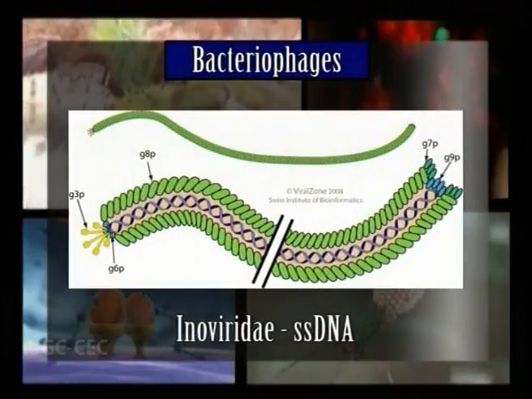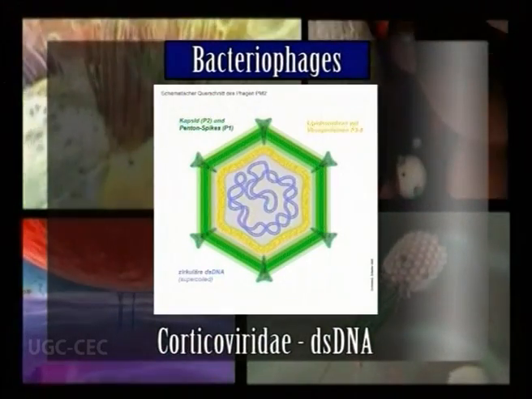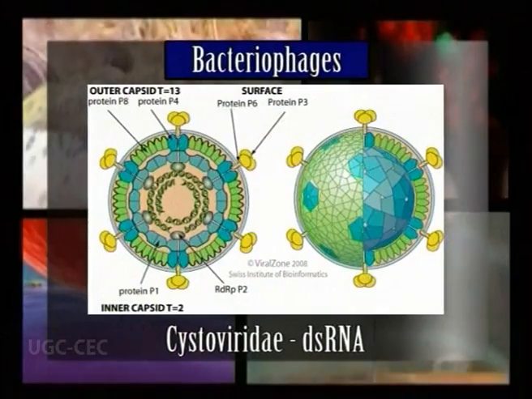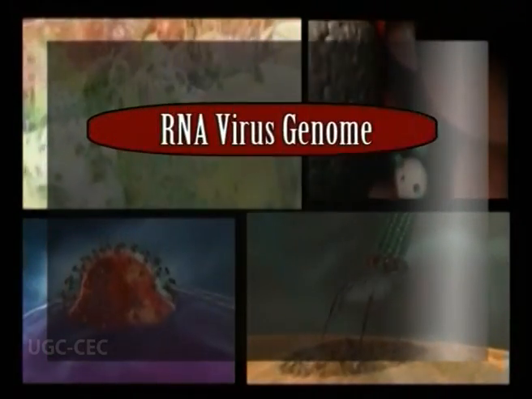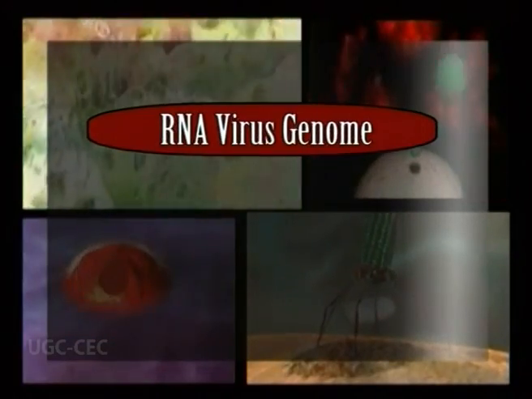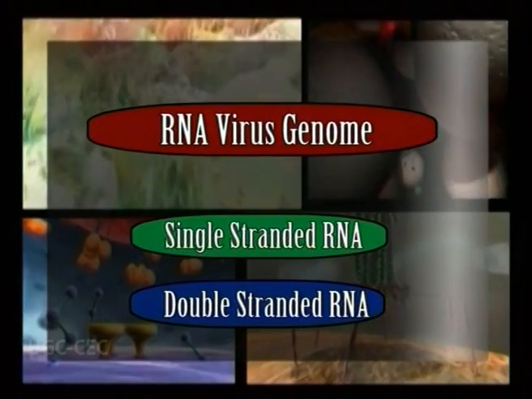Bacterial viruses or bacteriophages contain DNA which may be single-stranded or double-stranded, or they possess RNA which again may be single-stranded or double-stranded. Now, RNA virus genome. RNA genome is of two types, that is single-stranded RNA and double-stranded RNA.